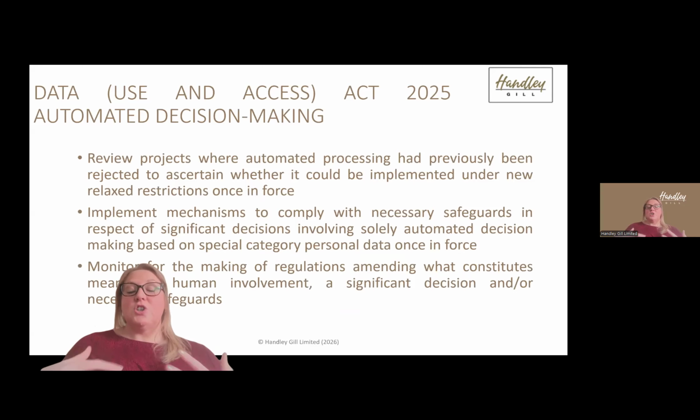This is a relaxation of the circumstances in which you could do automated processing. So review projects. If you've got records, look at your projects where you've recently said, actually, we're going to reject this. We can't do automated processing here. Think about whether it could now be implemented under the new relaxed restrictions that came into force last month.